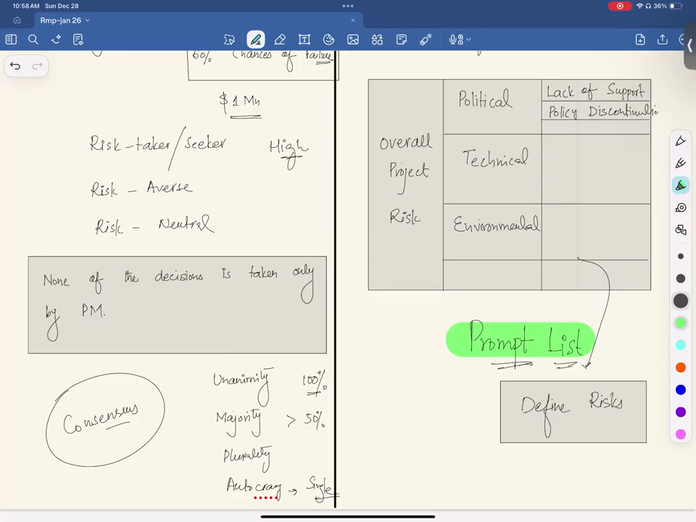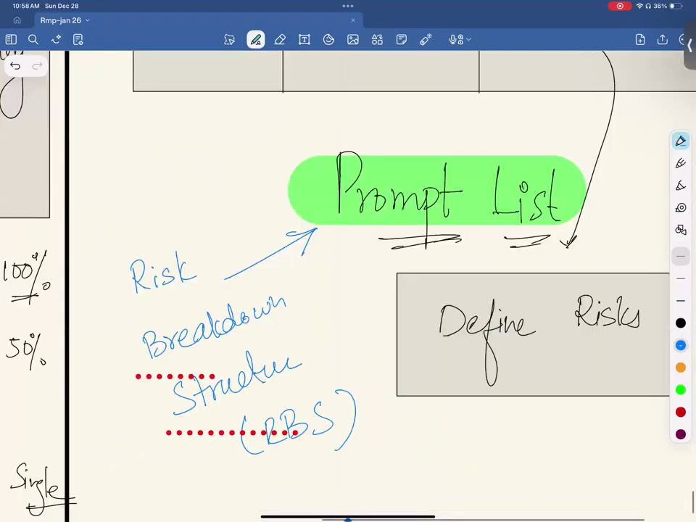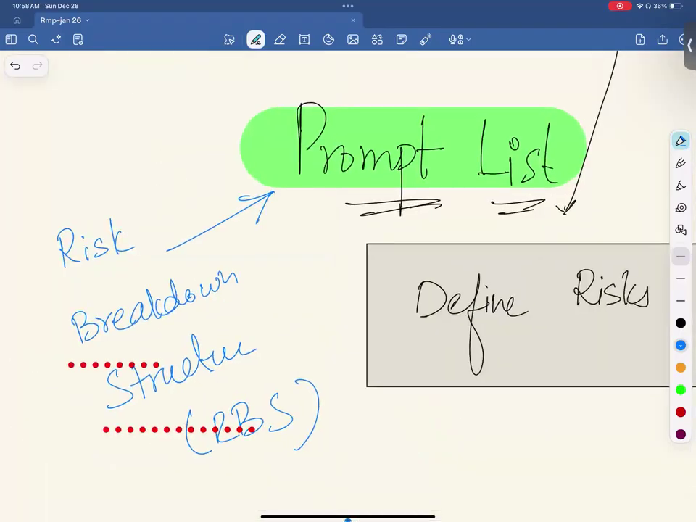This entire categorization of risks, or breaking down risk in different categories, is called risk breakdown structure, RBS. And the lowest level of RBS is called a prompt list, because it helps you define more and more risks. Understand, everybody? Is it clear? Any confusion about it?